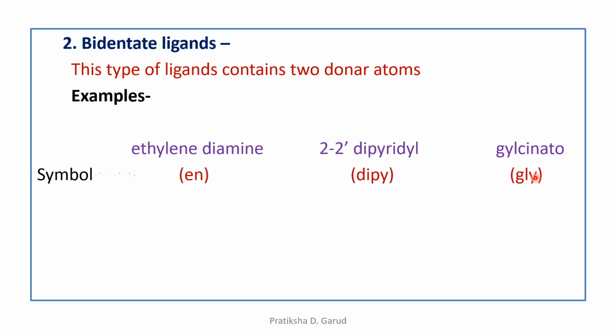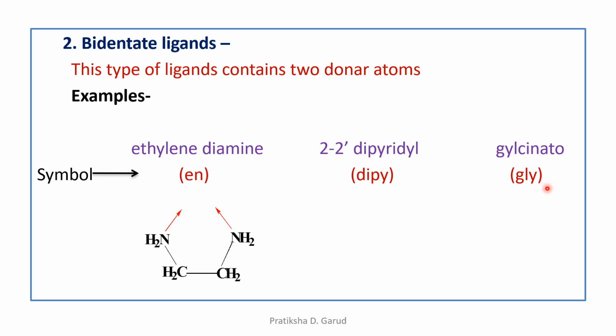Then the symbols. The symbol for ethylene diamine is En. Instead of writing this full name, we use only En, and En means ethylene diamine. Then for 2,2-dipyridyl, we use the symbol dipy, meaning dipyridyl. And third, for the glycinate ion, we write the symbol Gly. Gly means the glycinate ion. Now from these symbols, we can find out the ligands. Now let's see their structures.